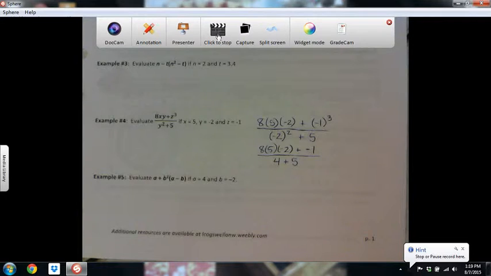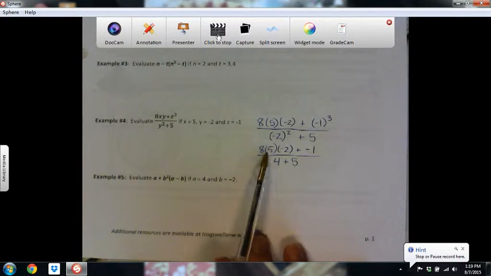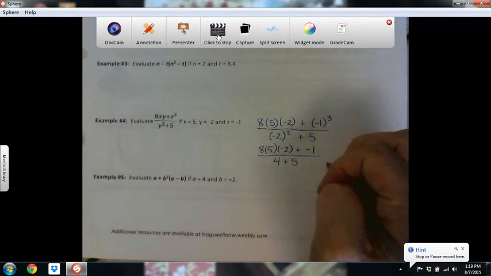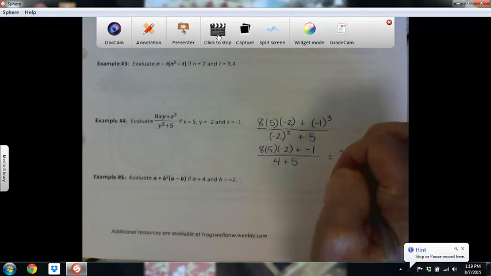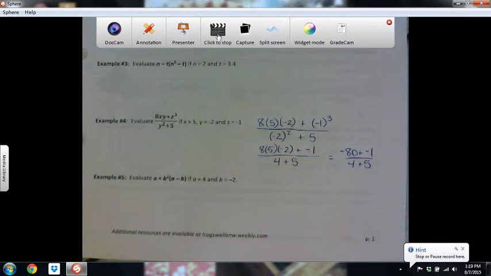The third step in our order of operations is to multiply and divide from left to right. So in this case, I'm going to do my multiplication that's right here. 8 times 5 is 40, and 40 times negative 2 is going to be negative 80. So I'm going to get negative 80 plus negative 1 over 4 plus 5. Then I'm going to add and subtract from left to right.